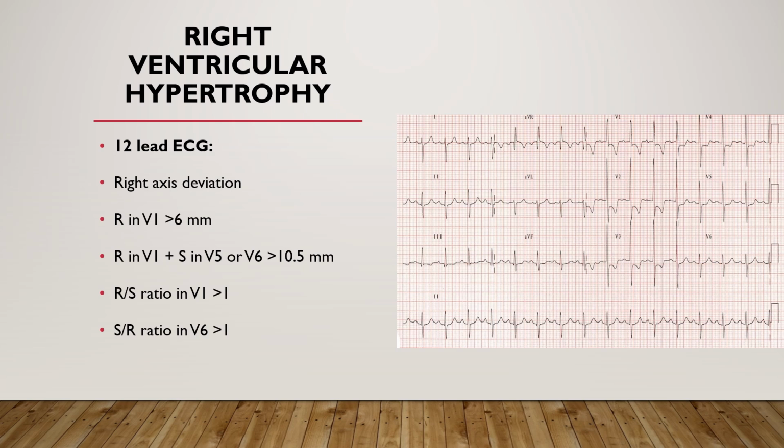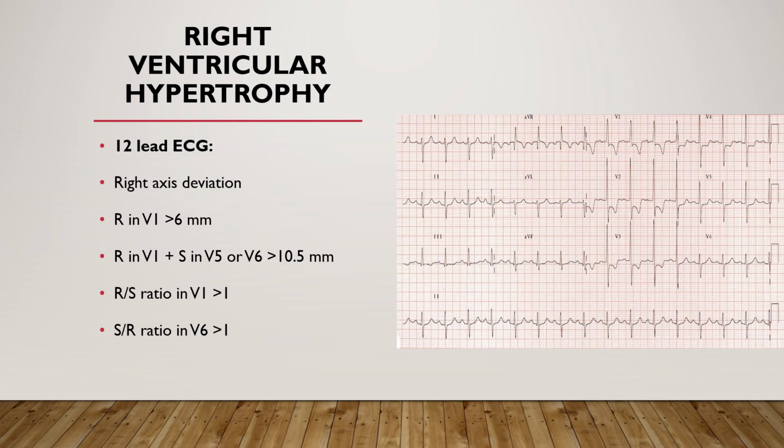Let's take a look at this 12-lead EKG on the right part of the screen. You see that the QRS is positive in AVF and negative in lead 1, making it right axis deviation. Look at the lead V1 with a tall R wave. Next is again lead V1 R wave plus an S wave either in V5 or V6 will be more than 10.5, which is very likely to be present in this 12-lead EKG.